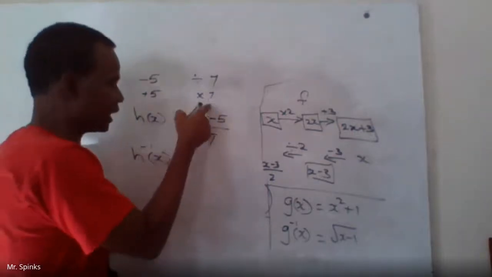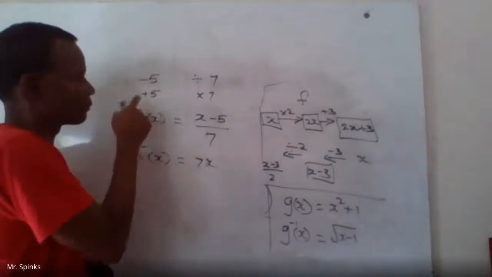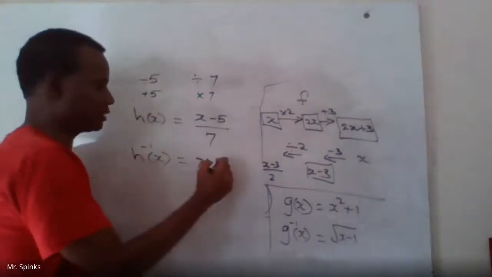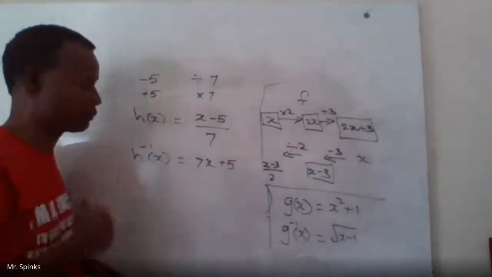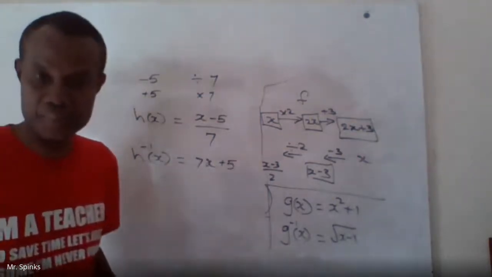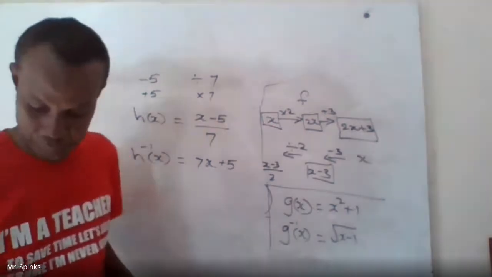Starting with x, multiplied by 7 is 7x. And then we add 5. So we get 7x plus 5. And that's your inverse. So simple and so straightforward.